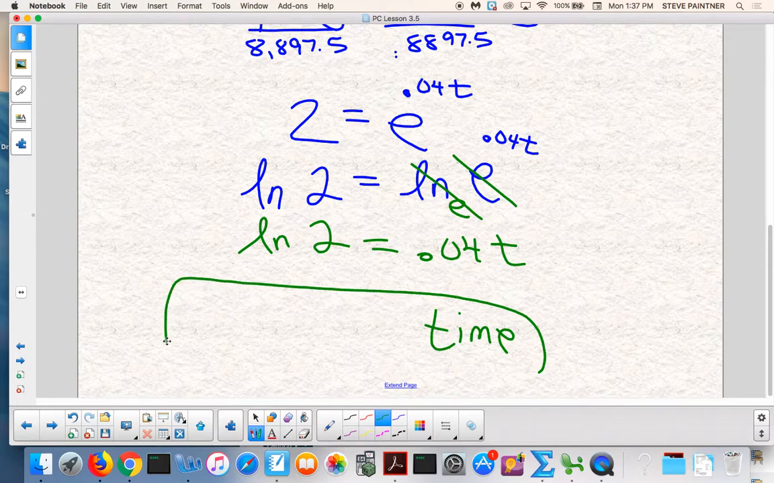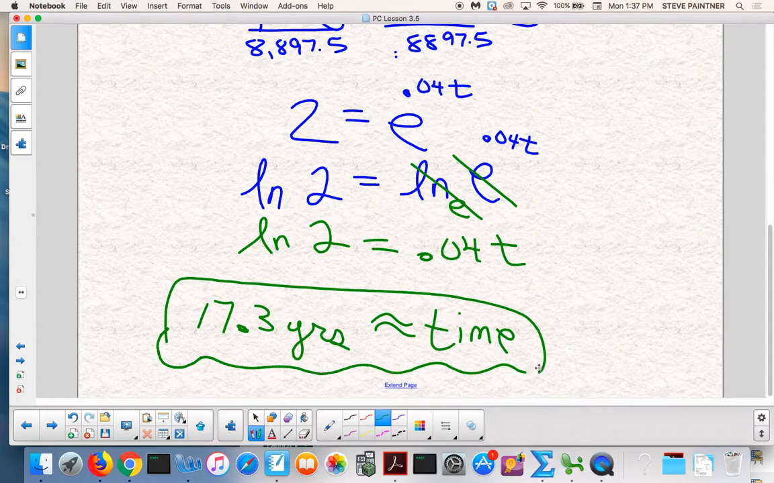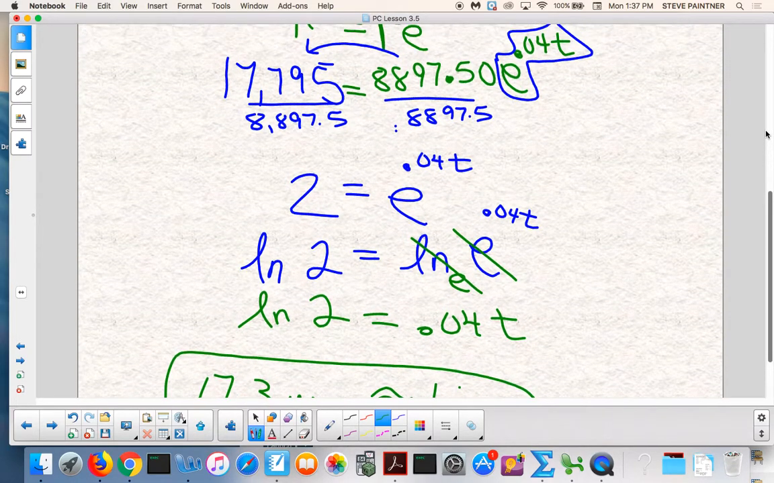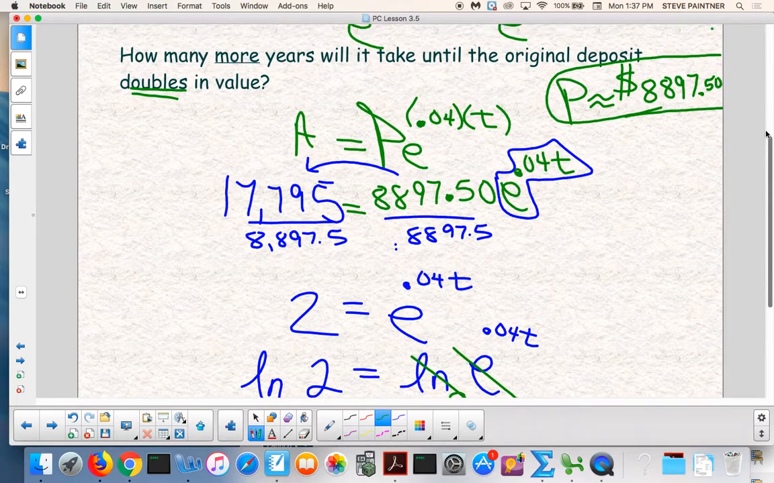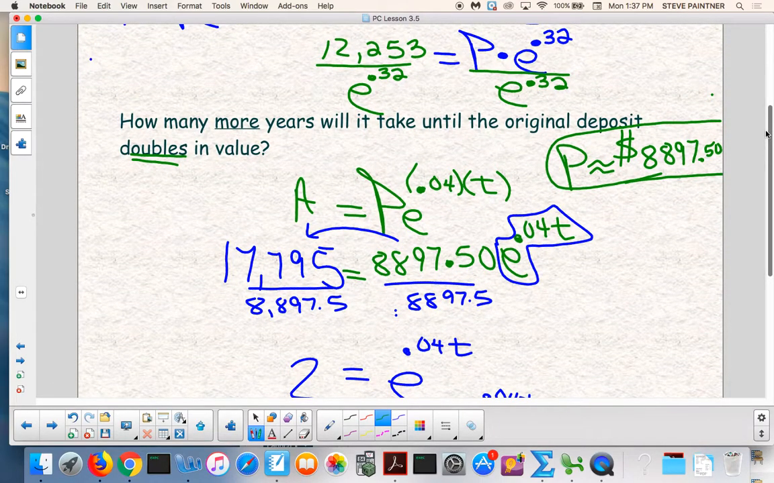How much time does it take to double your money? 17 years. Point what years? 3. 3 years? But then it'd be 3 more years. Gotta then take away the amount that was at the beginning. Well, the beginning of the problem said how long will it take to double your investment, how many more years? Oh, how many more years? From the original deposit. From 17.3. So you already know 8, so then you have to take away 8 and you get 9. Original deposit, right? There's the original, right? Doubles in value.